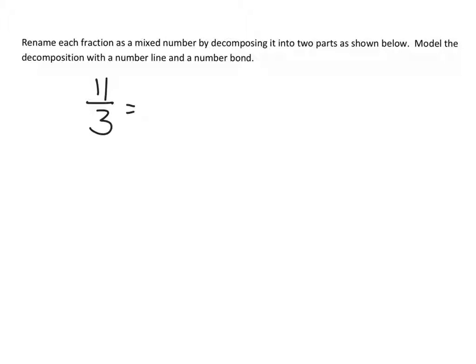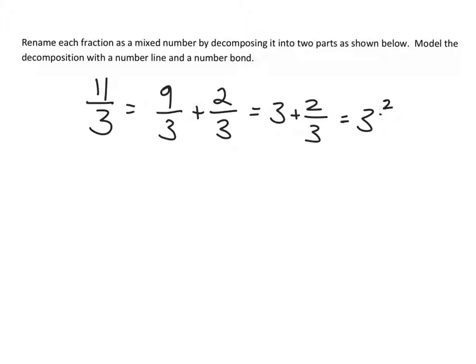We could do 9/3 plus 2/3 gives us 11/3. And 9/3 is really just saying there's 3 wholes plus a little part, which is 2/3, which gives us 3 2/3. So right over here it wants it in 2 parts. But you also could do it this way to help you out.